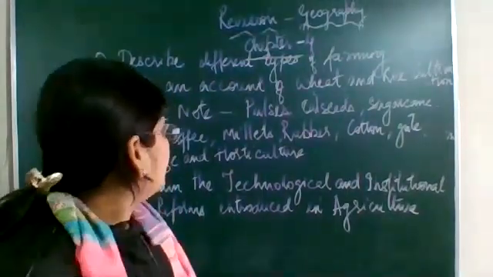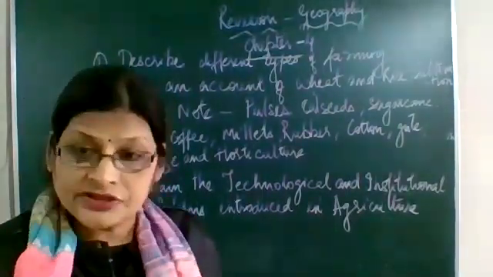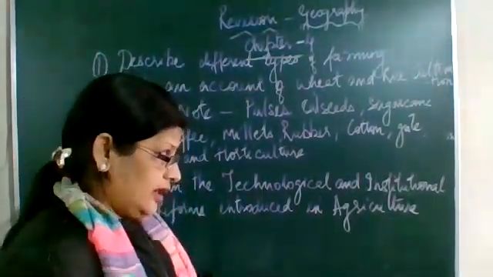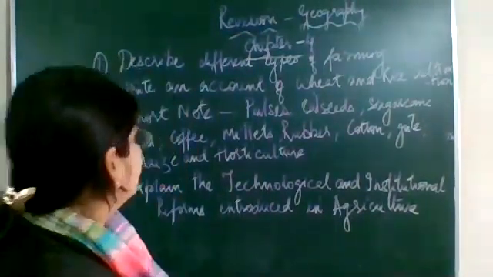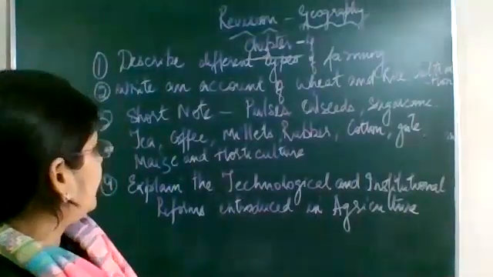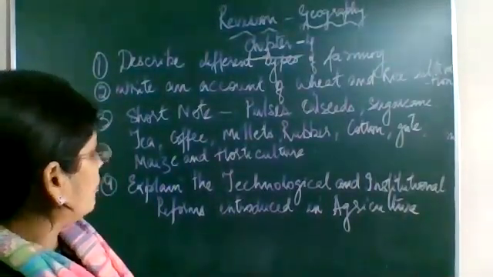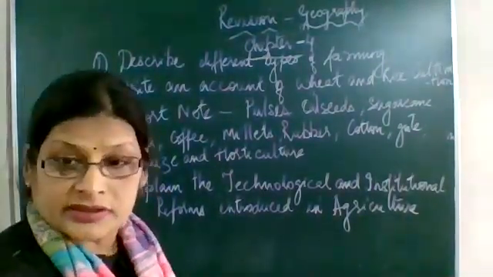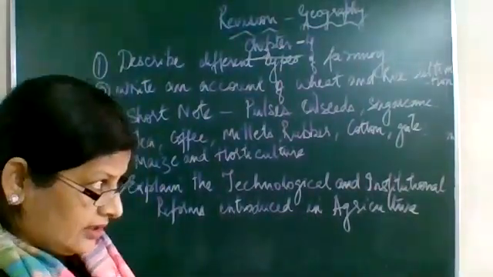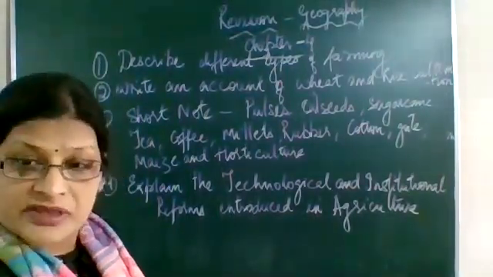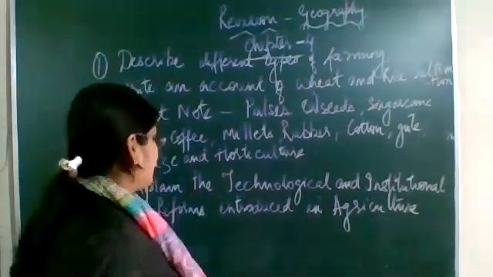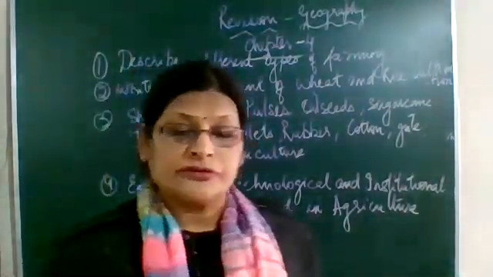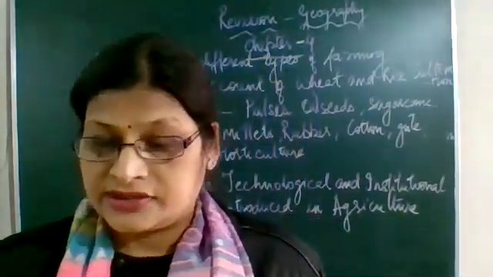Next is write an account of wheat and rice cultivation. Okay. Next question is short note on pulses, oilseed, sugarcane, tea, coffee, millets, rubber, cotton, jute, maize, and horticulture. I think I have covered every topic, but if I have missed any, please include that also. Then explain the technological and institutional reforms which were introduced in agriculture.